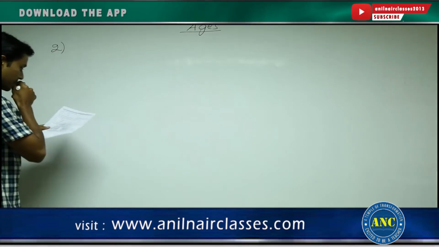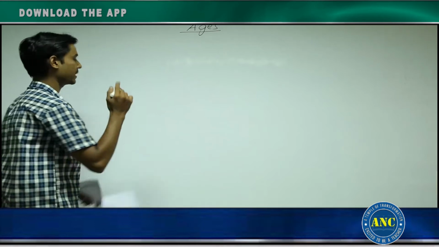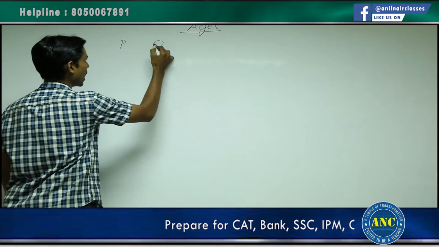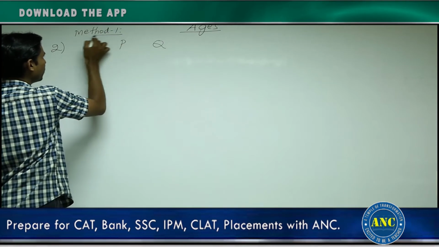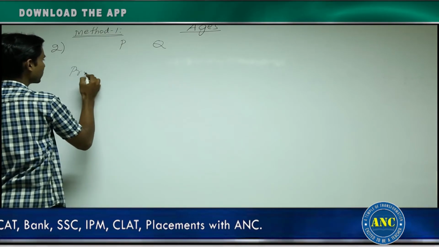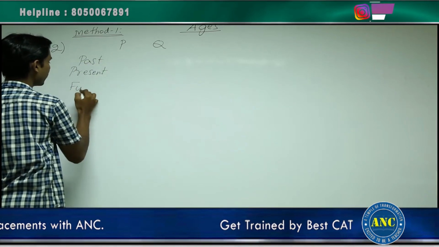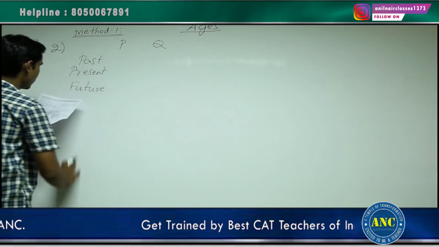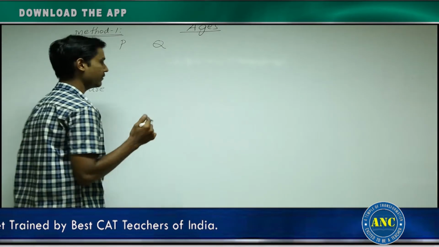Please see the second question. The ratio between the present ages of P and Q is 5:7 respectively. Again, there are two people. I am discussing method 1. There are two people P and Q. Again, any person will have a present situation, a past situation, and a future situation. The first statement says the ratio between the present ages of P and Q is 5:7.